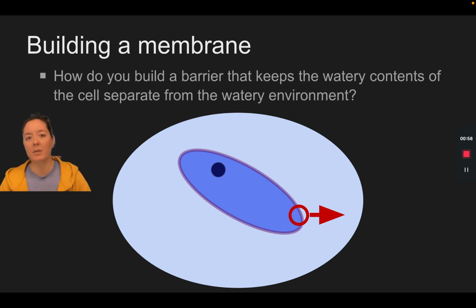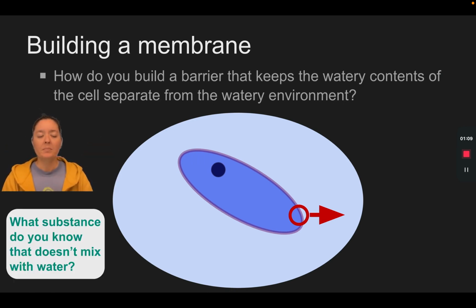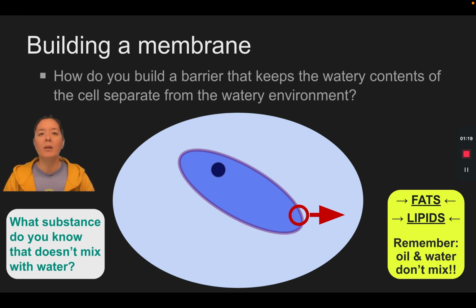So how do we build a barrier that keeps the watery stuff inside and the watery stuff on the outside? We need to create that membrane. So what substance do we know that doesn't mix with water? Well, thinking about all of our macromolecules, there's one that really dislikes water, and that would be our lipids or fats. So if you remember, oil and water don't mix. They are not friends. Oil is very hydrophobic.